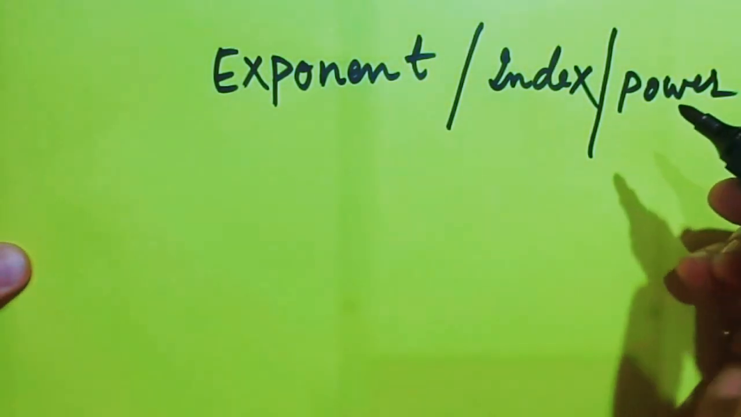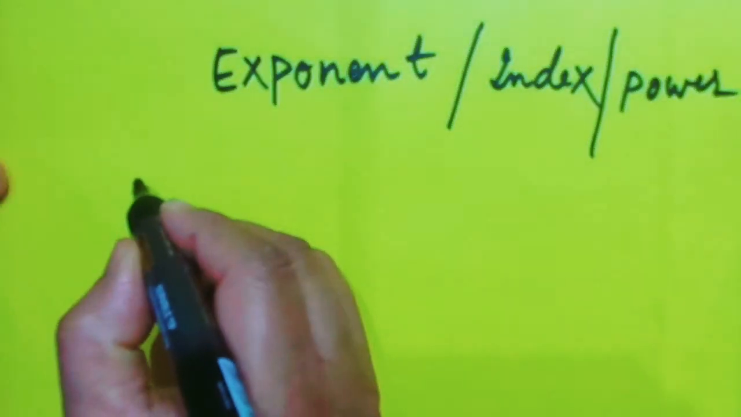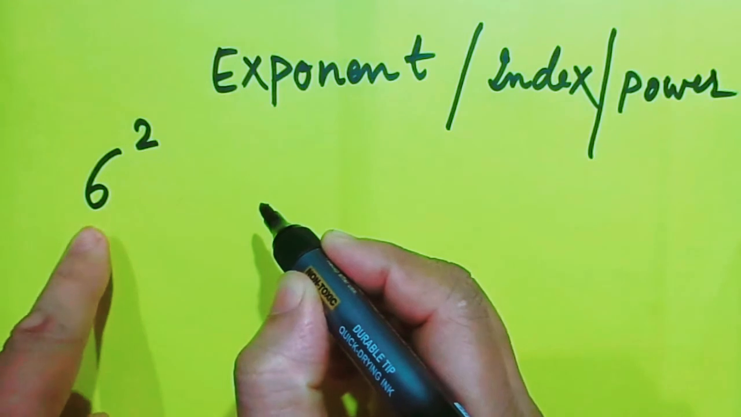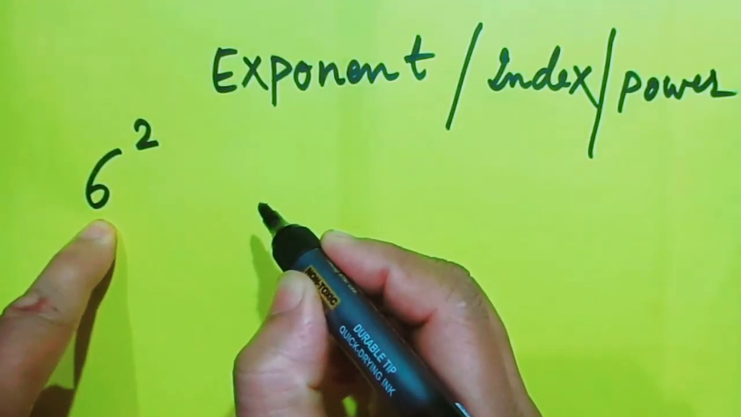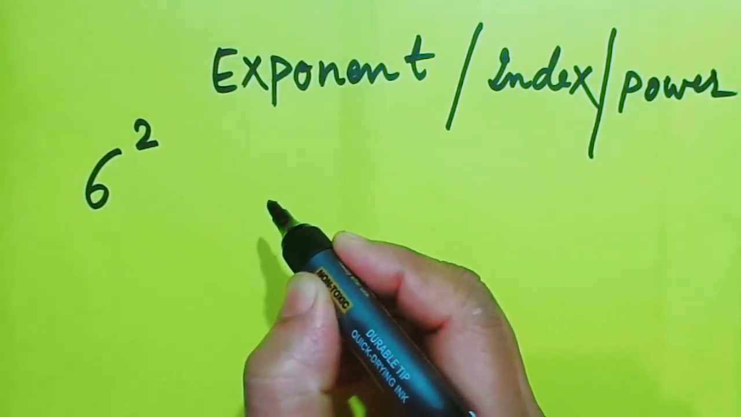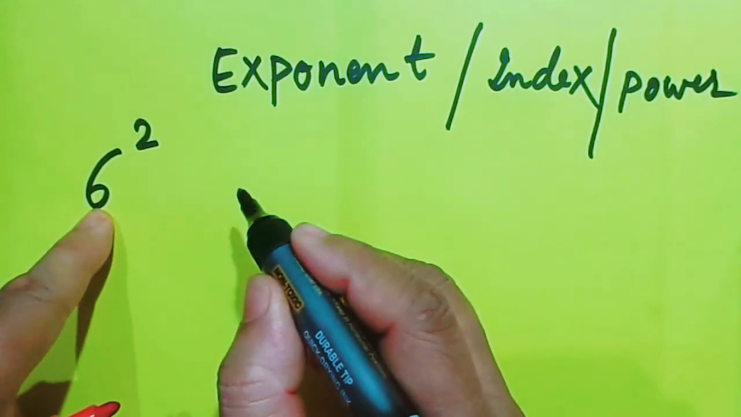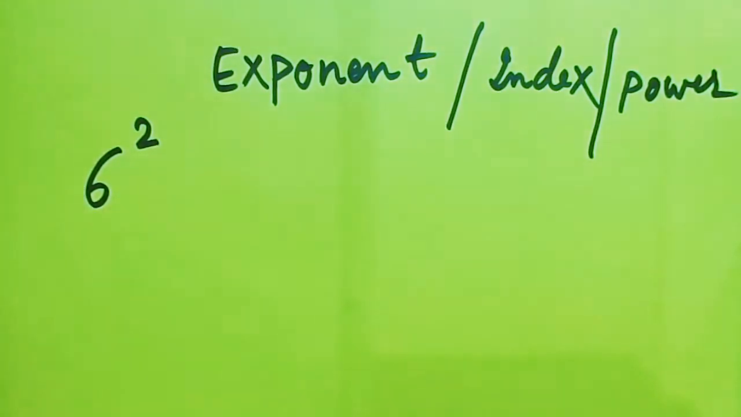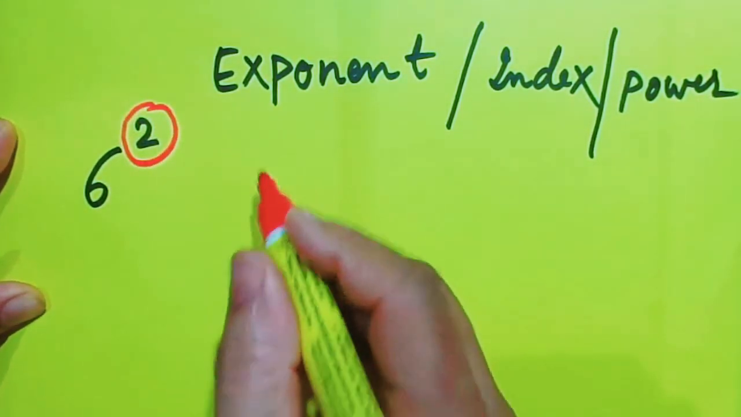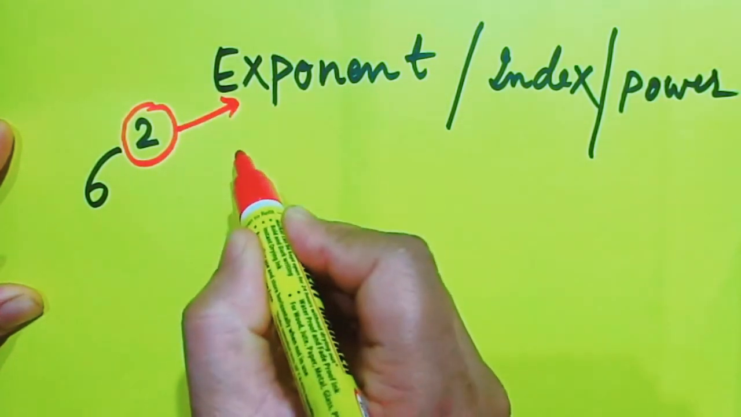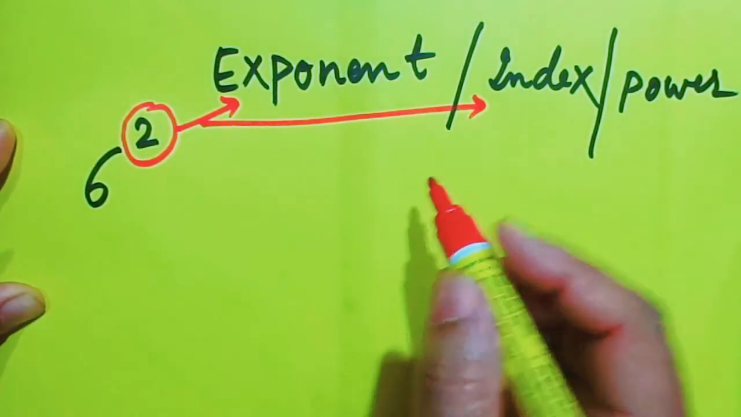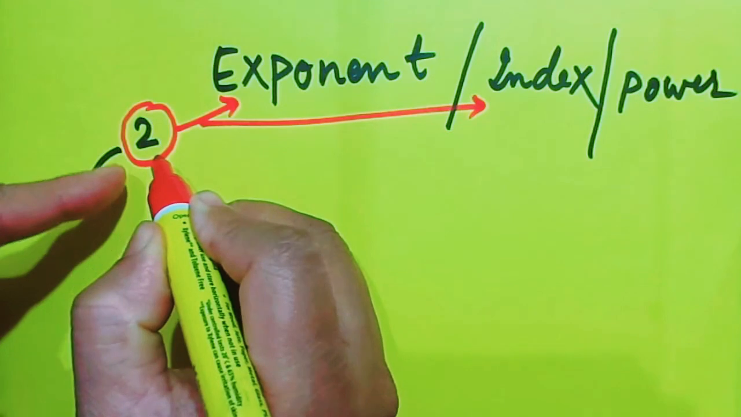Now let's have a look at a number, for example 6 square. You can see that this numerical value 6 is written bigger, and this particular number 2 is written smaller than the previous one. Therefore, first of all try to understand what actually is exponent. So this 2 is your exponent, or you can say this is your index or this is your power also. Now what is the function of 2 over here?